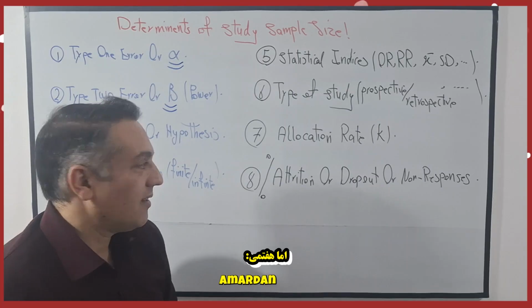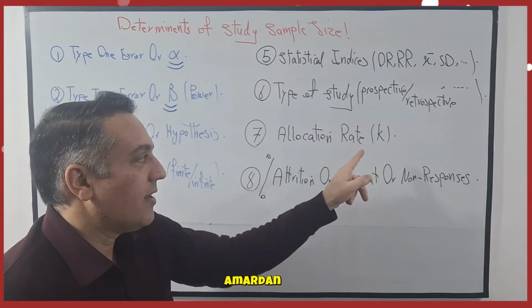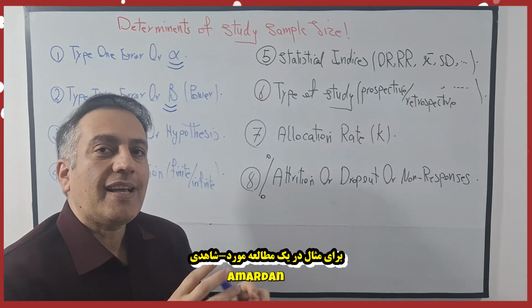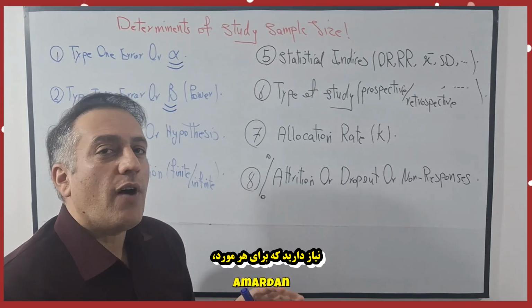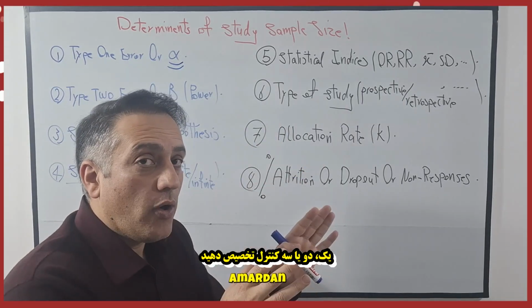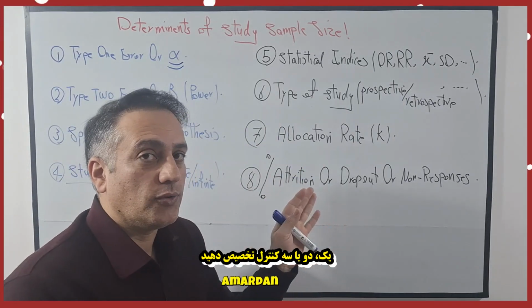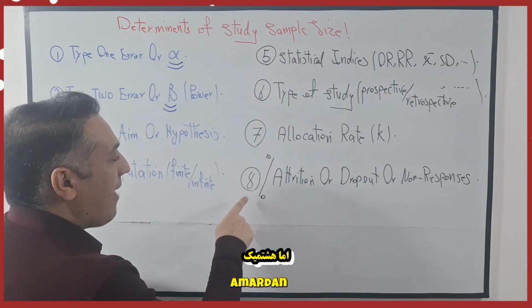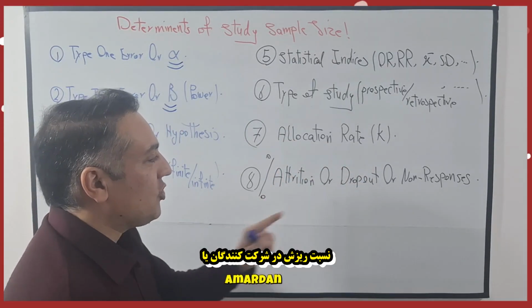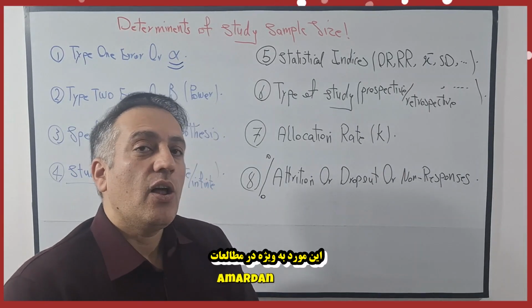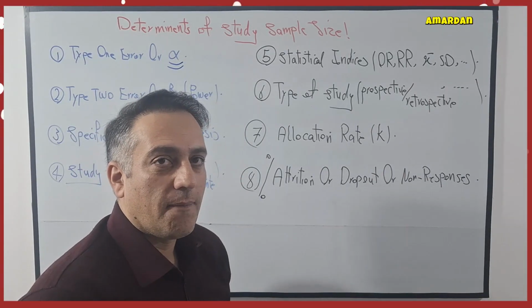But seventh, allocation rate or K. What's that? For example, in a case control study, you want to have for every case 1 or 2 or 3 controls. And eighth, you have to set a percentage of attrition or dropout or non-responses, especially in longitudinal studies.